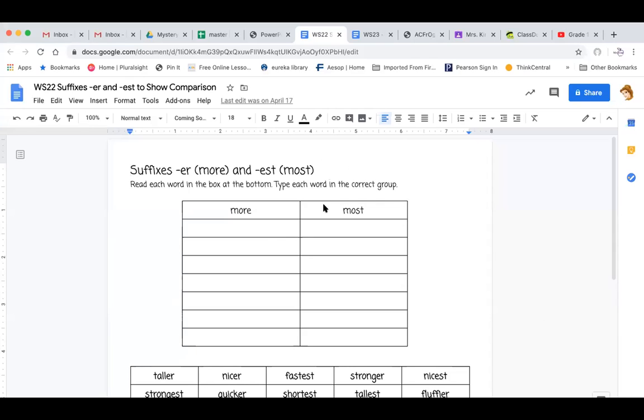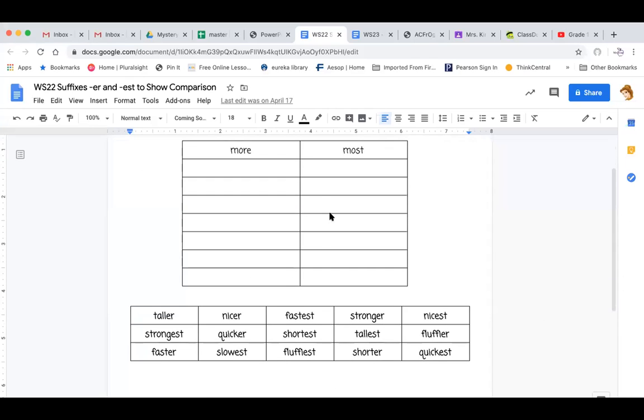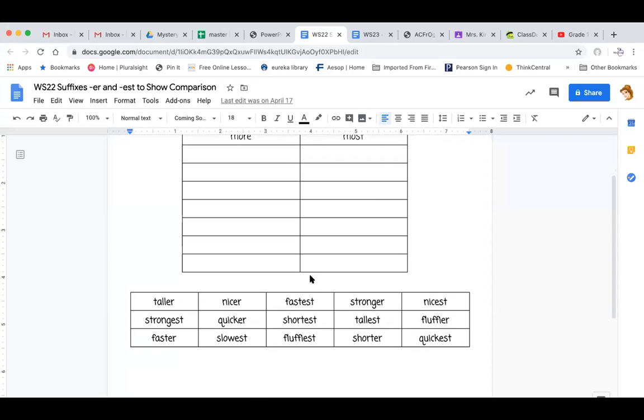All right, so here's your assignment. You're going to compare. There's some words at the bottom, and you're going to decide, do they go more? Remember, ER means more, and EST means the most of all. So you're going to type in your words up here. You may not use all the lines. You might use all the lines. I can't remember. So that is your assignment today, and you'll find that in Google Classroom. All right? Enjoy.